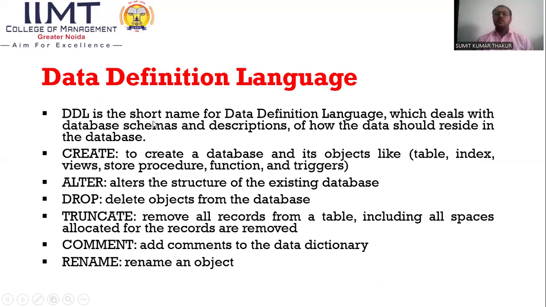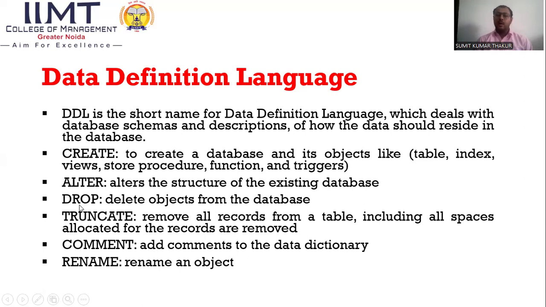Data definition language, or DDL, is the short name for data definition language, which deals with the database schemas and description. Basically, we can say how the data should reside in the database. It defines the structure of the database. Now we have different DDL commands, such as create. It creates a database and its objects like table, index, views, stored procedure, function, and triggers. It is also used to alter the structure of an existing database.